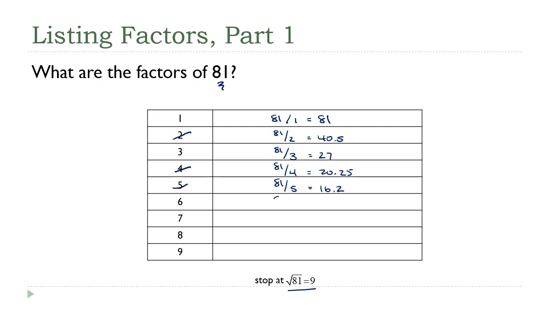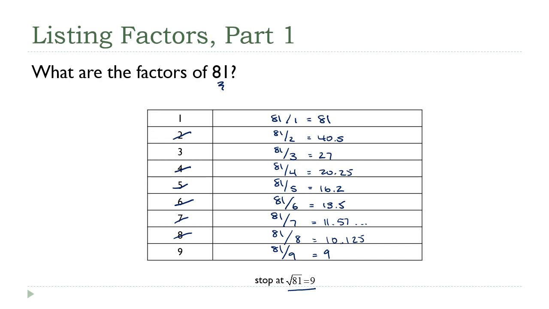I'm not having a whole lot of luck here. 81 divided by 6 is 13.5, which is not an integer. 81 divided by 7 is 11.57 something. It's not an integer, so 7 is not a factor. And finally, 81 divided by 8 is 10.125, I think. Also not an integer. And the last one, 81 divided by 9 is 9. That one does work, right? So 9 is a factor.